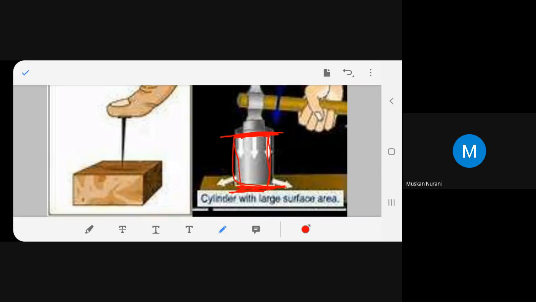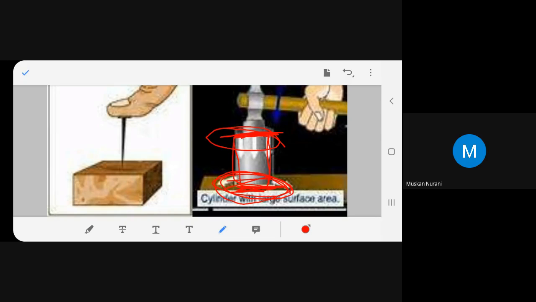If I apply pressure with a hammer, do you think it will go inside the board? No, ma'am. Why will it not go? Because the surface area is large. Yes, the surface area over here is also the same, so it will not go inside.